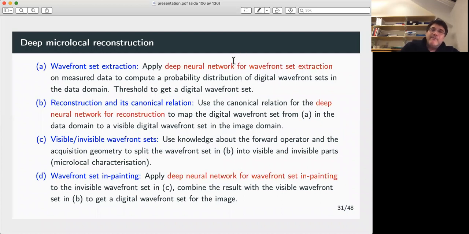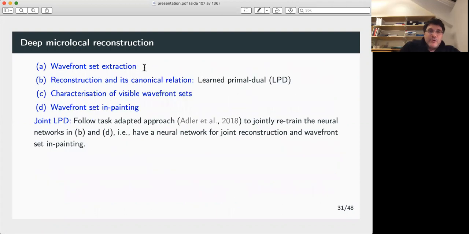So we have 3 deep neural networks here, okay? Extraction, reconstruction plus the canonical relation characterizing the visible parts, that's a paper and pencil exercise, nothing with machine learning, and then the wavefront set in-painting. So the reconstruction part is so-called joint learned primal dual approach. When I say the word joint learned primal dual, it's when I'm performing this part B and part D jointly. That's why I was mentioning this task adapted approach in the very beginning.